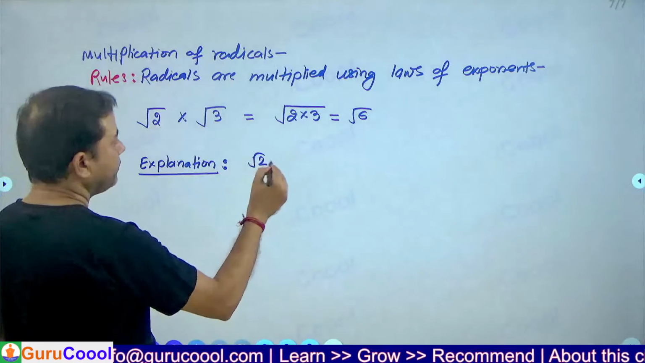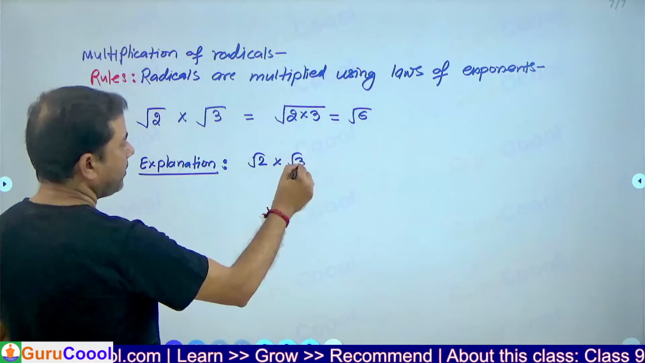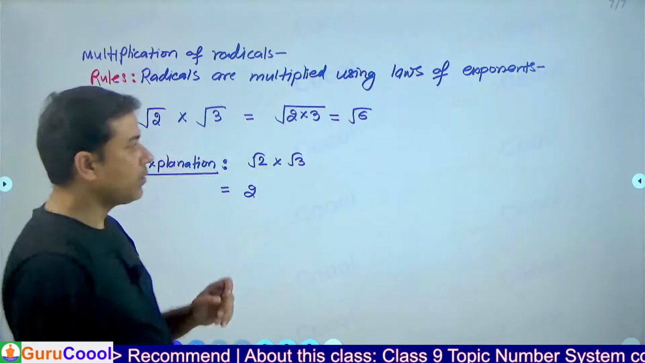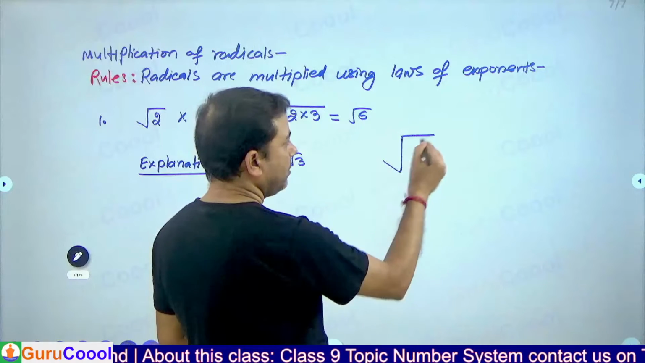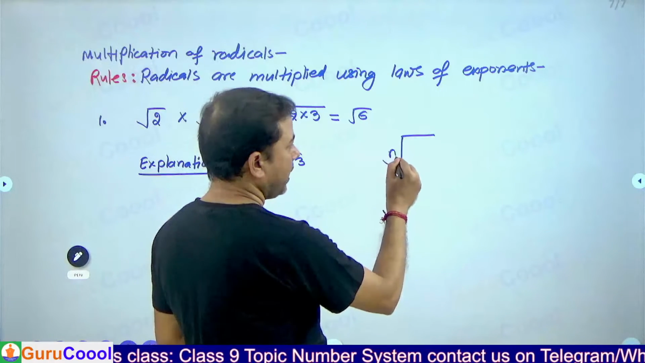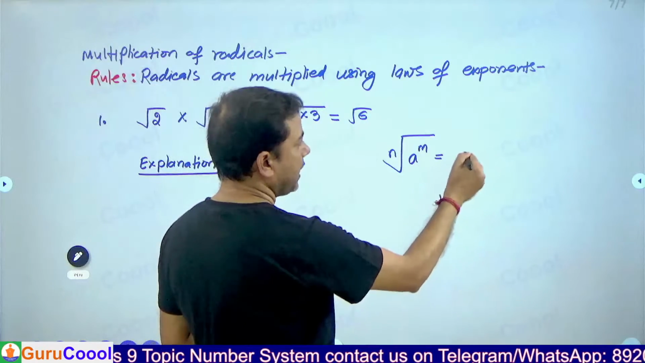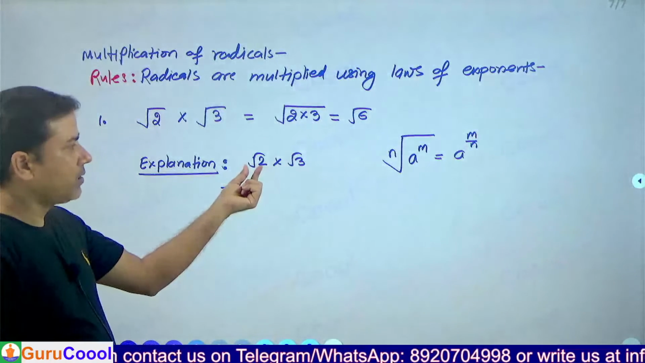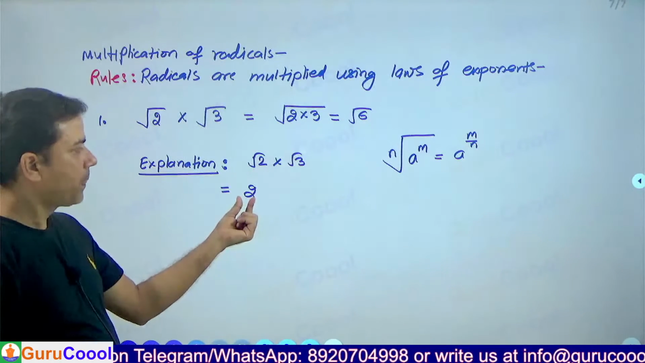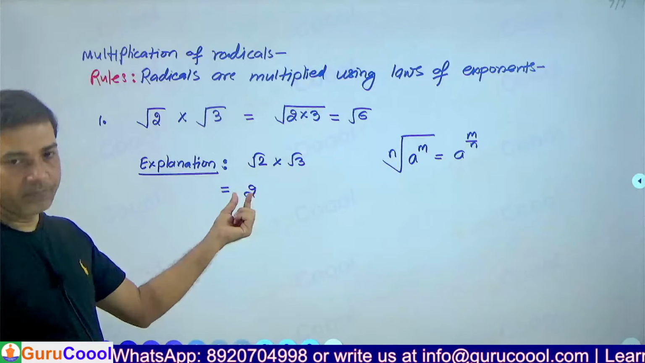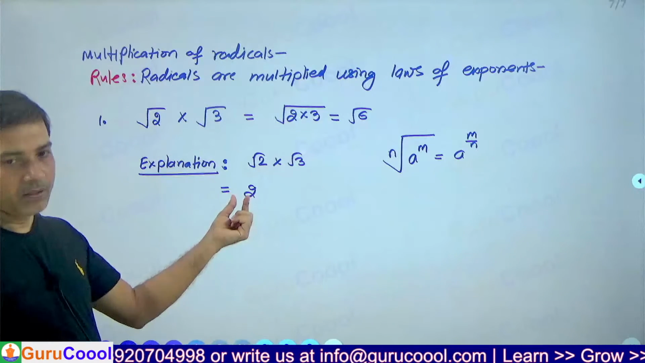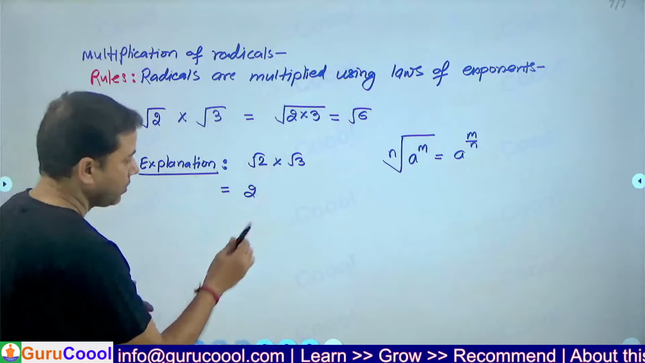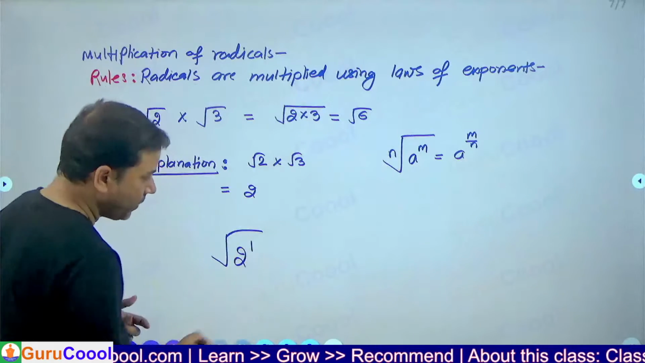Root 2 times root 3. I taught you in the previous page that suppose here it is n and here it is a raised to the power m. We write it like a raised to the power m by n. Can you tell me in this first one what is the m value? What should we write for it? 2 raised to the power 1 by 2, because root 2 means 2 raised to the power 1 and here it is 2.